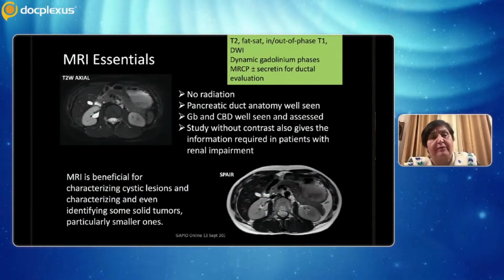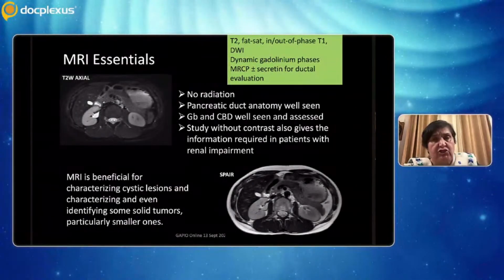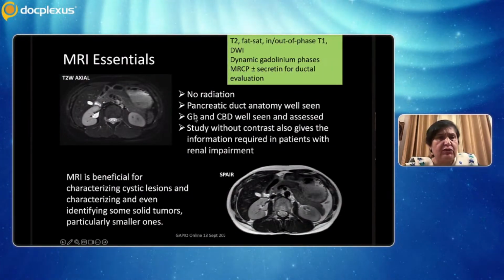MR is the other modality. The big advantage of MR is no radiation is there. However, the scan times are longer and patient compliance is relatively less, especially breath holds, if the patient is unwell. Pancreatic duct anatomy is much better seen on MR than on CT. The gallbladder and CBD are well seen and assessed. You can even see radiolucent calculi. And study without contrast also gives you information required in patients who have renal impairment. So it's a good investigation to do. Cost and availability is the other problem or a drawback.